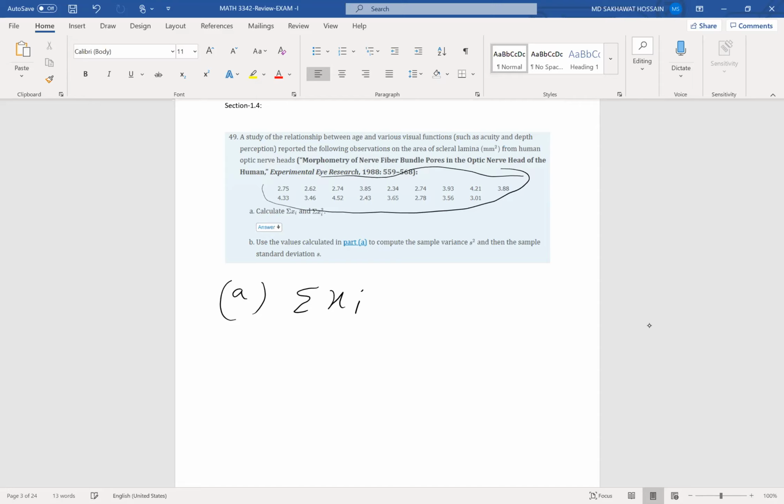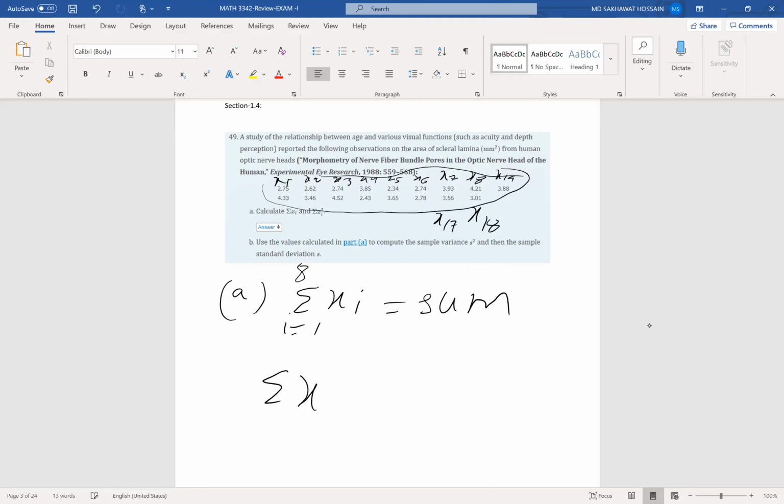Here xi means x1, x2, x3 up to... this is our x1, this is x2, this is x3, this is x4, this is x5, this is x6, this is x7, x8, x9, and 10, 11, 12, 13, 14, 15, 16, 18. So this is x18, this is x17. So we have a total of 18 numbers here. So summation of xi means you have to add all these 18 numbers. So here i is 1 to 18. So this is the sum of the data.